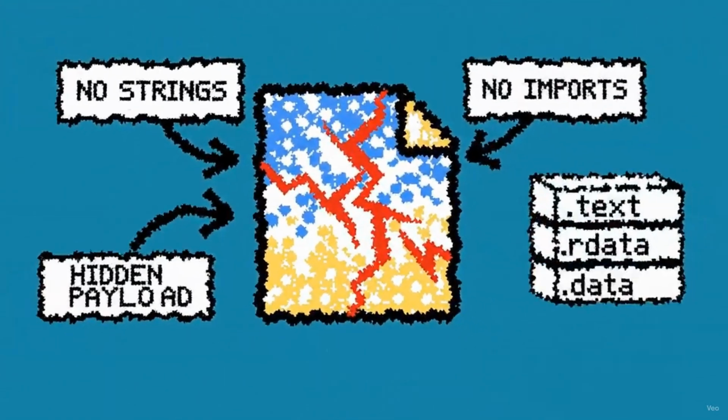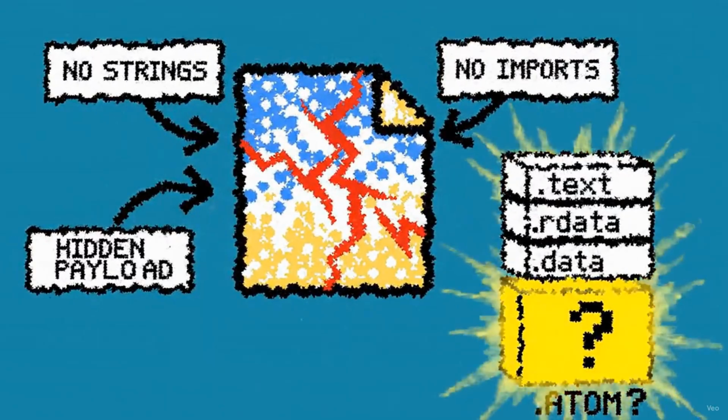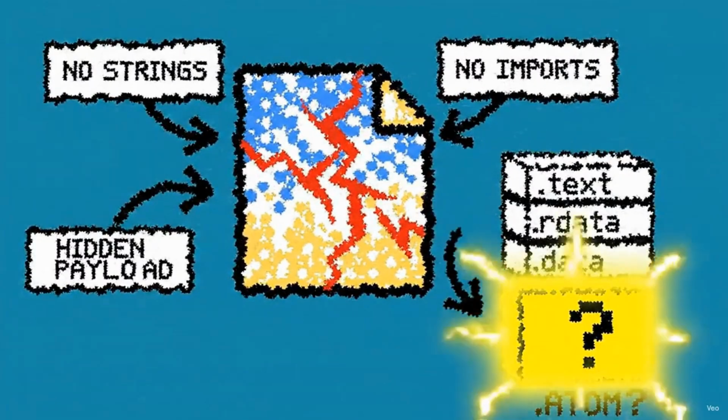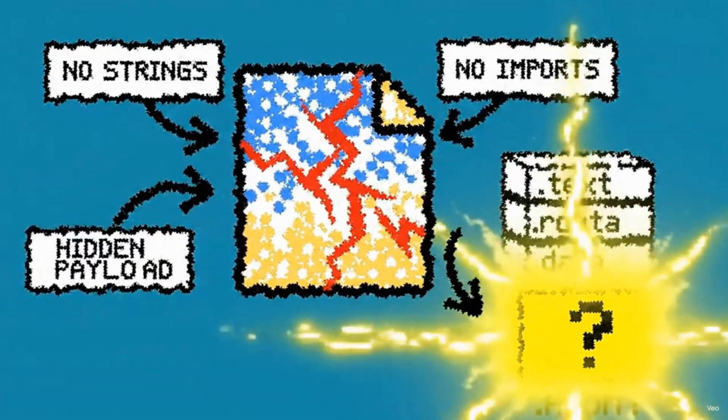A binary that was supposed to write the flag but was deliberately broken. No readable strings, no obvious imports, and a hidden payload buried inside a custom PE section. This is Binary Instrumentation 3.